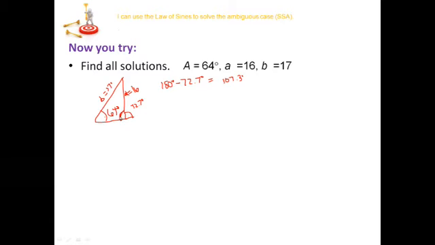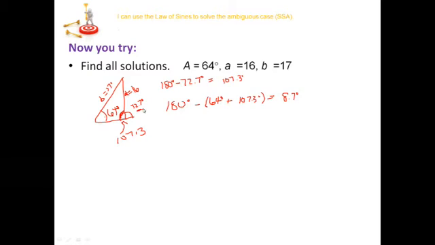Okay, so this angle here is going to be 107.3. I know this angle here is 64. I can subtract the two angles from 180 to get the third angle. So I'm going to get 180 degrees minus 64 degrees plus 107.3 degrees. It's going to equal 8.7.